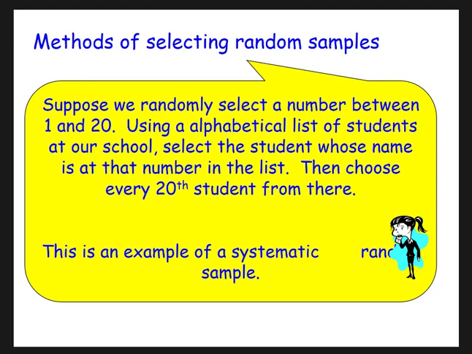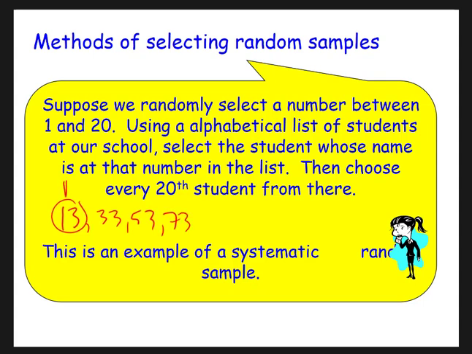Next method, let's say that we randomly select a starting point. In this case, we'll randomly select a number between 1 and 20 using the alphabetical list of all the students at the school. Once we've chosen that first number, we take every 20th student on the list. So if our first number is 13, then we would take student number 13 on the list, student 33, 53, 73, and so on.